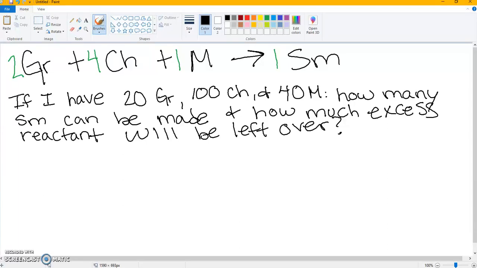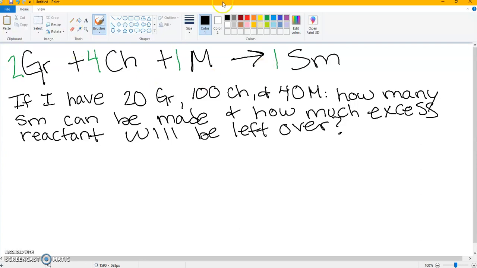If you're struggling with limiting reactants, I'm going to do a simpler example so that you can see how it fits together. Instead of going from grams to pieces to moles, it's just going to be pieces. That way you get a better idea of limiting and excess reactants without all the extra math.